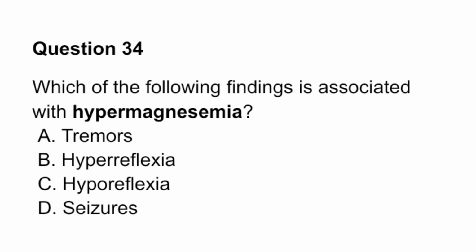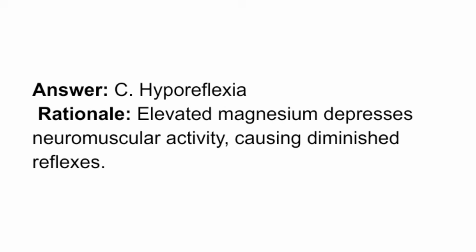Question 34. Which of the following findings is associated with hypermagnesemia? A. Tremors. B. Hyperreflexia. C. Hyporeflexia. D. Seizures. Answer: C. Hyporeflexia. Rationale: elevated magnesium depresses neuromuscular activity, causing diminished reflexes.